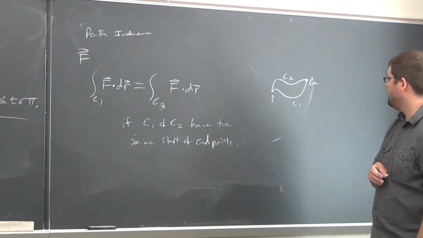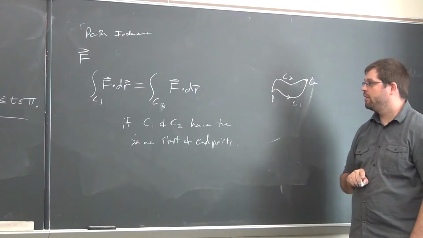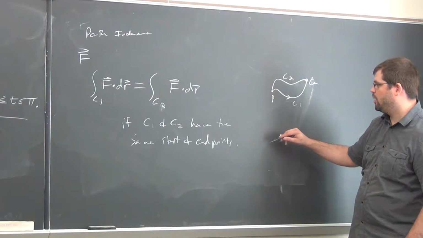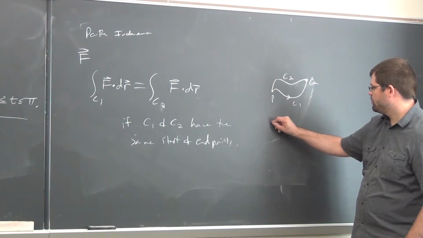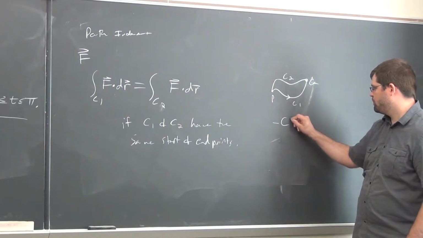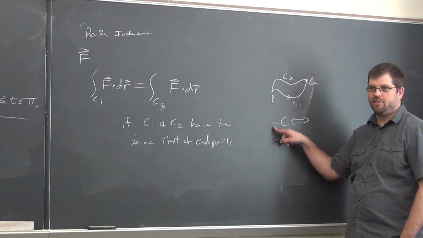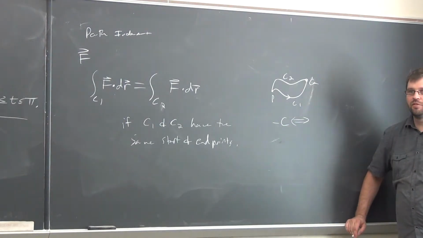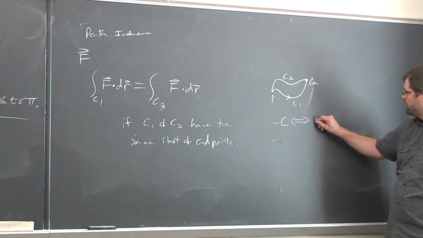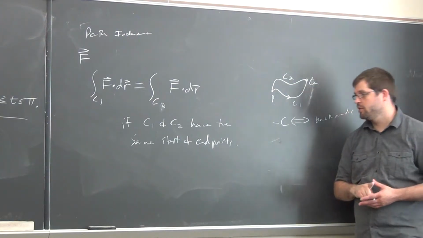Okay. And so let me just point out, if you're path independent, and I guess we haven't talked about this yet. If we have a path C, what do you think negative C means? The opposite direction. Just go backwards, right? So whatever your starting point was, you finish at the other point, right?